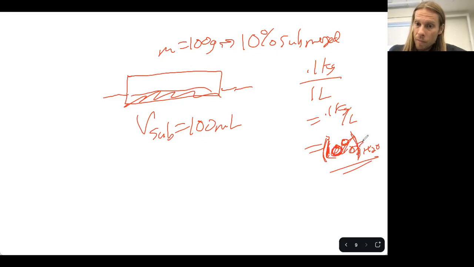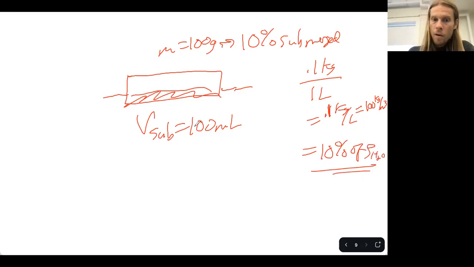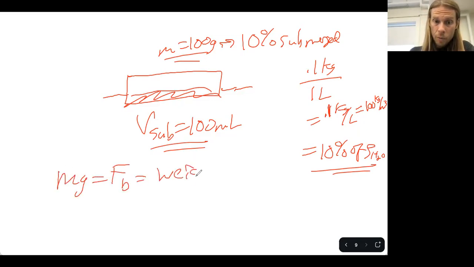Sorry for the sloppiness. Hope that makes sense. If I wanted to convert to kilograms per cubic meter, that is 100 kilograms per cubic meter, because I just multiply by 1,000 to convert from liters to cubic meter because it's in the denominator. That's 10% of density of H2O, so 10% is submerged. I'm going to write that a little more clearly. 10% of density H2O. V sub was 100 milliliters. Mass is 100 grams. What's the connection there? Remember, mg equals FB equals the weight of the displaced fluid.